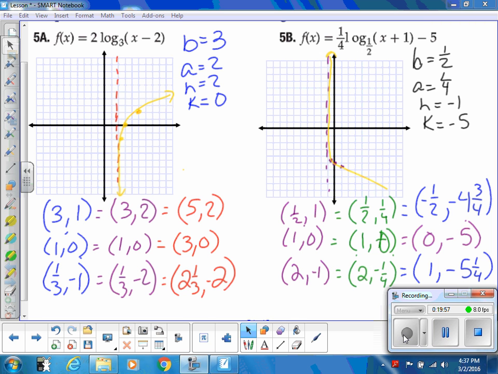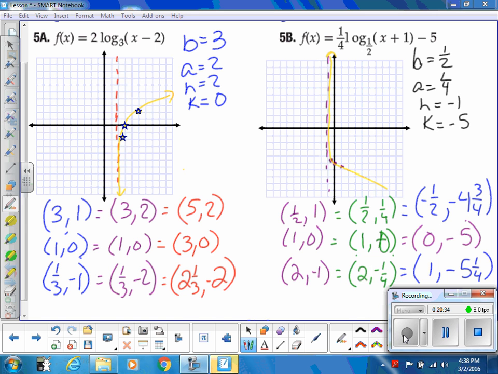So I identified that B was 3, A was 2, H was 2, K was 0. So I started off with my B, 1, 1, 0, 1 over B, negative 1. So I got 3, 1, 1, 0, 1/3, 1. Then I applied my A, so I multiplied A to each one of the y values. Got 3, 2, 1, 0, and 1/3, negative 2. Then I had to add 2 to my x's because H equaled 2. So I get 5, 2, 3, 0, 2 and 1/3, negative 2. I plotted each one of my points, one here, one here, one here, and I graphed my log.